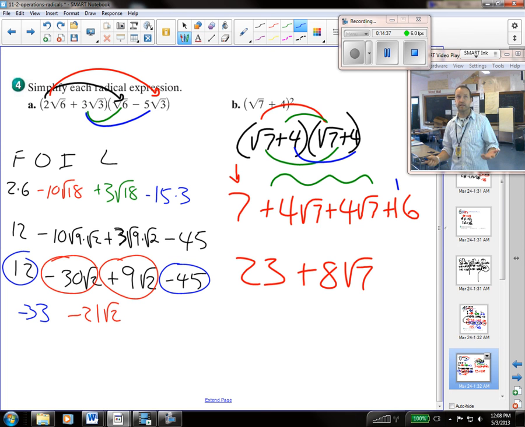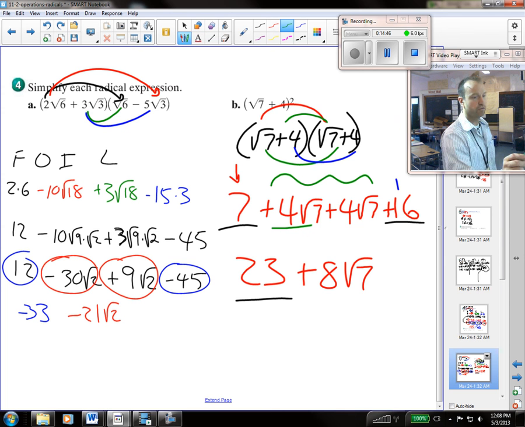Square root of 7 doesn't simplify, so now it's easy. We're simply combining the 7 and the 16 to get the 23, and then you're counting your square roots of 7. 4 square roots of 7 and 4 square roots of 7 is 8 square roots of 7.